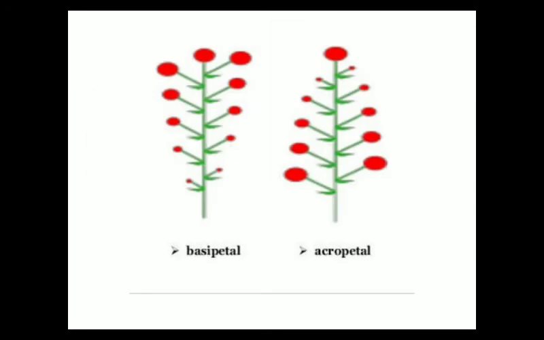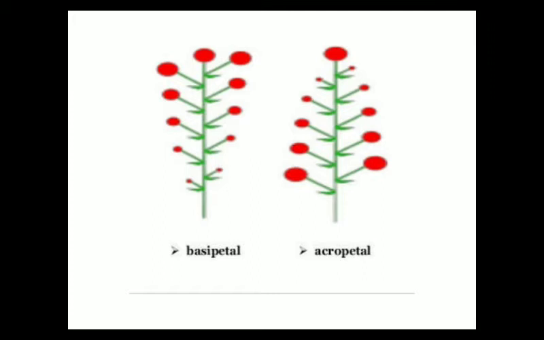In this diagram it will be clear. First we will discuss the acropetal arrangement of leaf. In acropetal arrangement of leaf, what will happen? The older leaves will be present at the base, and the younger leaves will be present towards the apex. In basipetal arrangement of leaves, what will happen? The younger leaves will be present at the base, and the older leaves will be present towards the apex. So this is the basic difference between the acropetal arrangement of leaves or flowers and the basipetal arrangement of leaves or flowers. Leaves may be arranged in this manner, or flowers may be arranged in these manners.